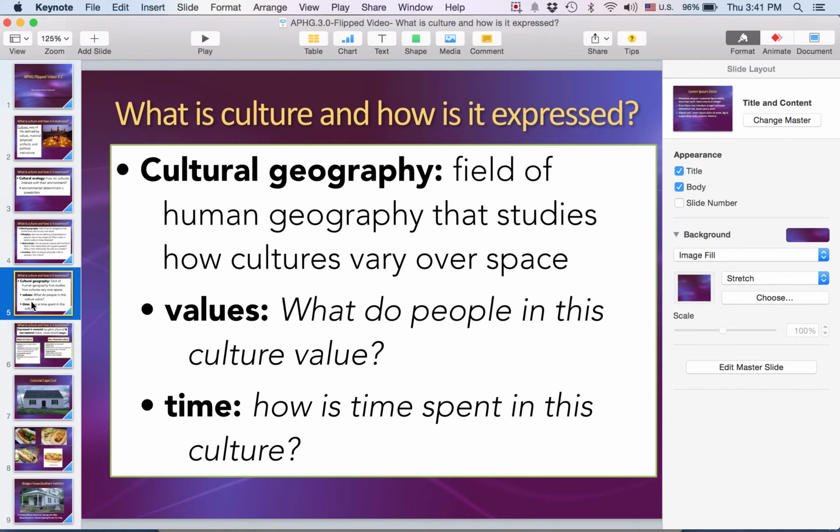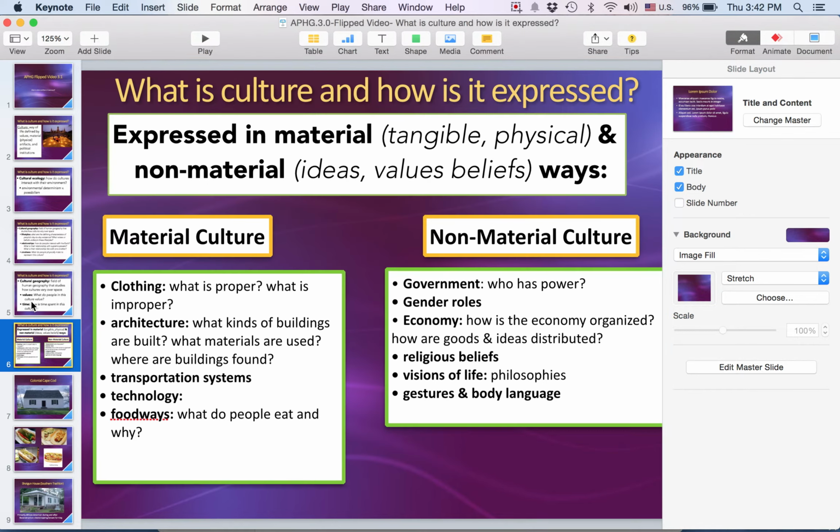These are all things that really underpin culture, and they really dictate differences between groups of people over space. Culture is expressed in material and non-material ways. Material are physical things, and non-material are those ideas and beliefs and values. This is interconnected with what I just discussed about cultural geography.